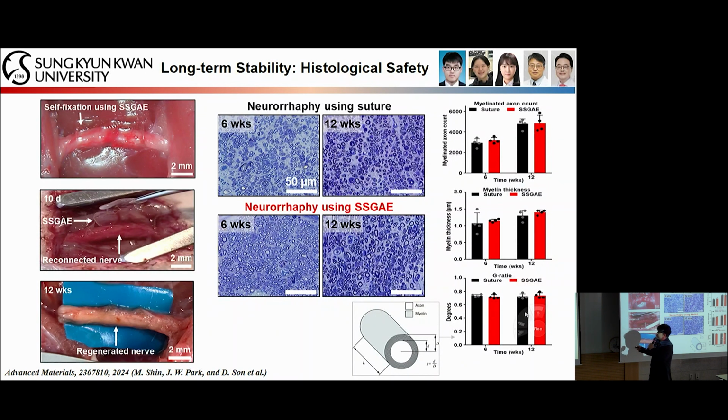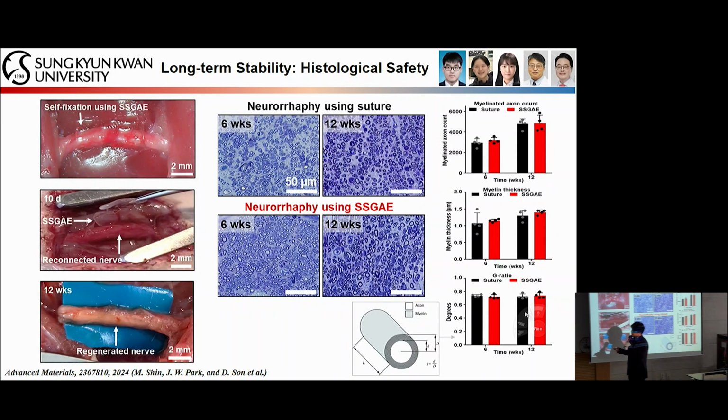And to investigate the histological safety, we analyzed the myelinated axons, myelin thickness, and the G ratio of the regenerated nerve using our SSGA patch and the suturing process at 6 weeks and 12 weeks. As you can see here, there is no significant difference, meaning that our SSGA patch-based new neurotherapy is comparable to the conventional suturing process.